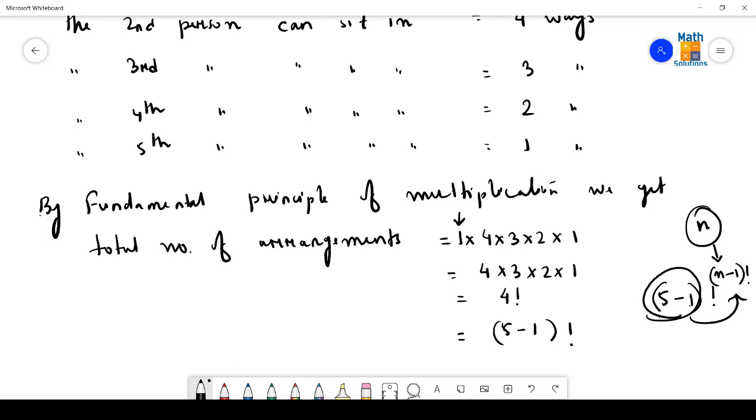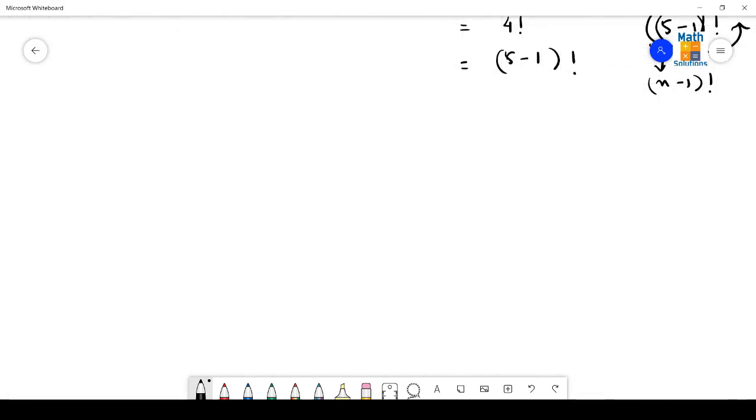If 5 is getting replaced by n here, then it will be, of course, n minus 1 factorial. So with the help of an example, that is how we can show this. Then coming to the next part, trying to derive the formula for finding out the total number of arrangements. In this case, whatever I have shown here is to be explained next.